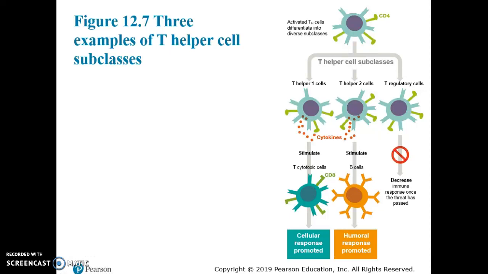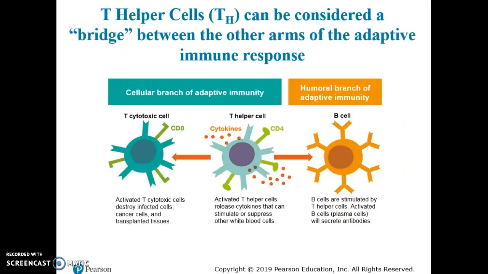All right, here's part 2 of chapter 12, still focusing on the adaptive immune response. And this is where we left off with part 1, looking at how the T helper cells, part of the cellular branch, help to activate the cytotoxic T cells, CD8 positive T cells, also part of the cellular branch. And T helper cells, CD4 positive T cells, will help the B cells, the humoral branch.